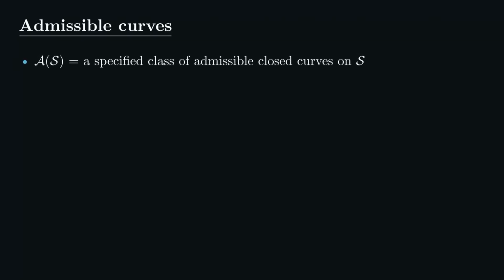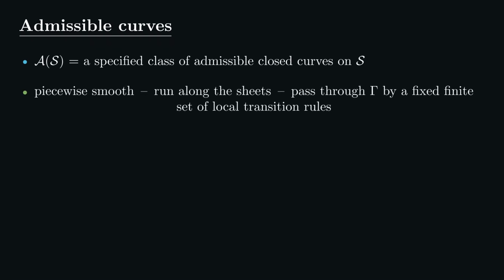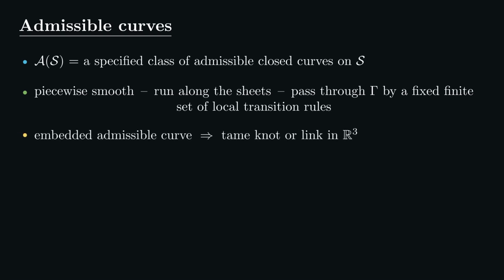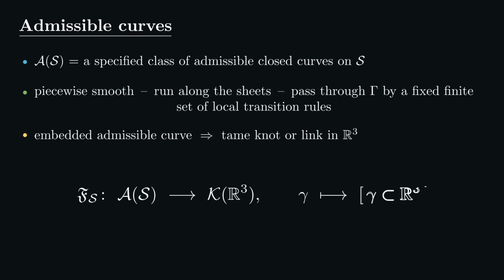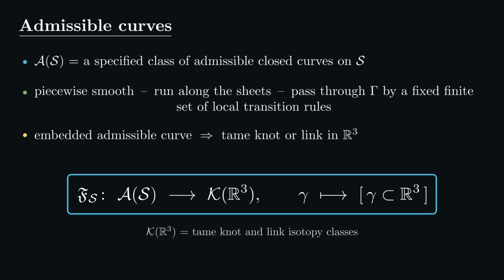Now fix a specified class of admissible closed curves on the object. For example, these may be piecewise smooth closed curves, which run along the sheets and pass through the seam graph according to a fixed, finite set of local transition rules. Since the object sits inside 3-space, every embedded admissible curve determines an ordinary tame knot or link.